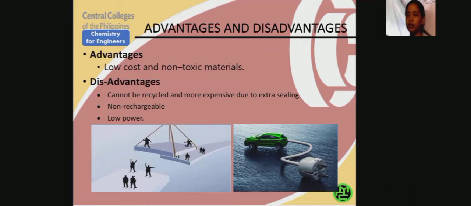And the disadvantages are that it cannot be recycled, more expensive due to extra sealing, non-rechargeable, and low power. Sila mag-leak sa pamamagitan ng acid electrolytes, pagka nag-react na to sa sink. Yung baterya, kapag i-expose natin ang baterya, kailangan natin ng black na plastic bag. Doon natin siya ilalagay para hindi siya sasabog. At hindi rin stable yung voltage. Maiksi din yung buhay nila at hindi rin stable yung voltage current nila. Yun lang po. Thank you.